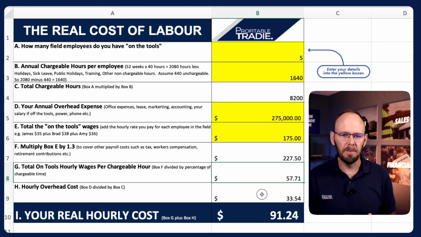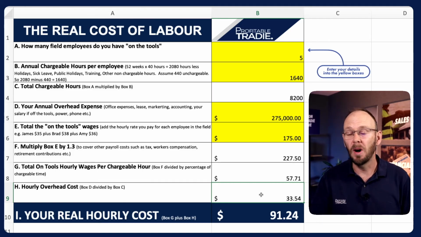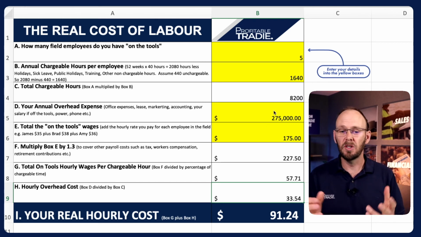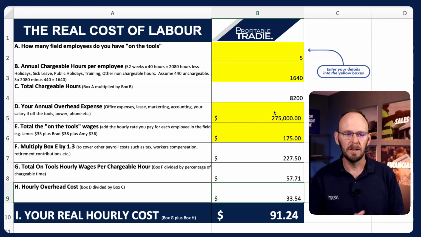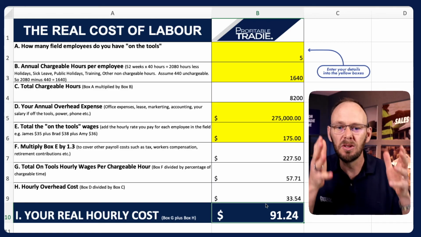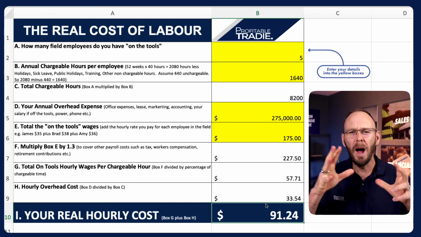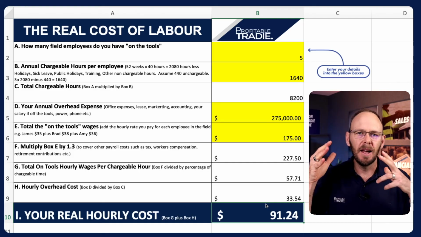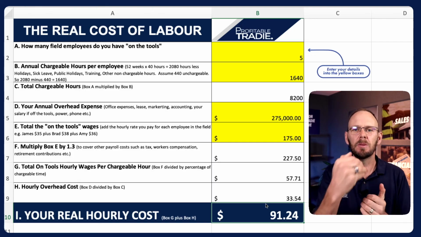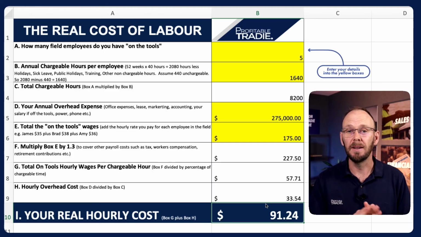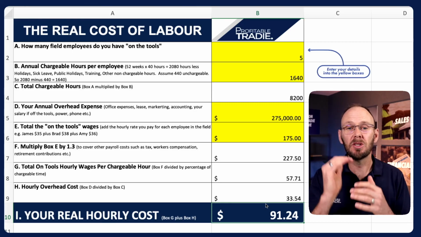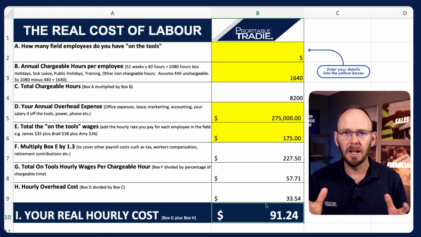Okay, the last thing is box H. That's just an hourly cost of overhead. So we take our overhead figure in box D and we divide it by box C, which is the number of chargeable hours, and that's $33.54. So total, real hourly cost of providing the service to your customer is $91.24. That's way more than the $35 that you thought it cost. And this is why it's so important to understand what it actually costs you to provide that hour of labour to your client, and why when you're pricing your work, you've got to have some really solid margins in there. Otherwise, you're just not going to make enough money.